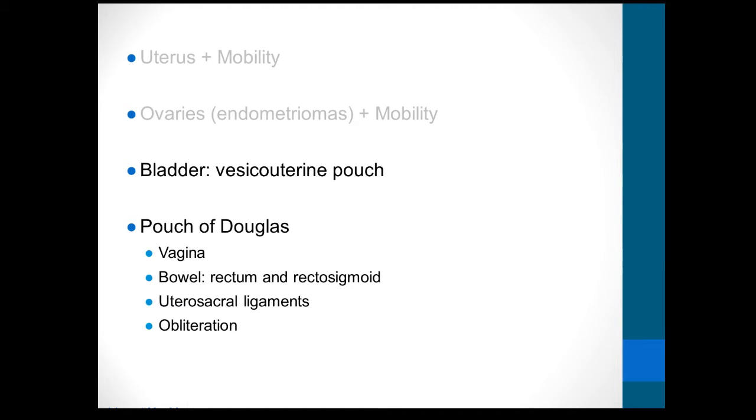During an ultrasound looking for deep infiltrating endometriosis, we look at the uterus and mobility of the uterus, the ovaries and mobility of the ovaries, but also at the bladder, the vesicouterine pouch, the pouch of Douglas, which basically includes vagina, bowel, uterosacral ligaments, and pouch of Douglas obliteration. The uterus and the ovaries will only briefly be mentioned in this presentation, as they are part of the routine gynecological ultrasound, and more focus will be on bladder and pouch of Douglas, because that is usually not covered in a routine gynecological ultrasound.